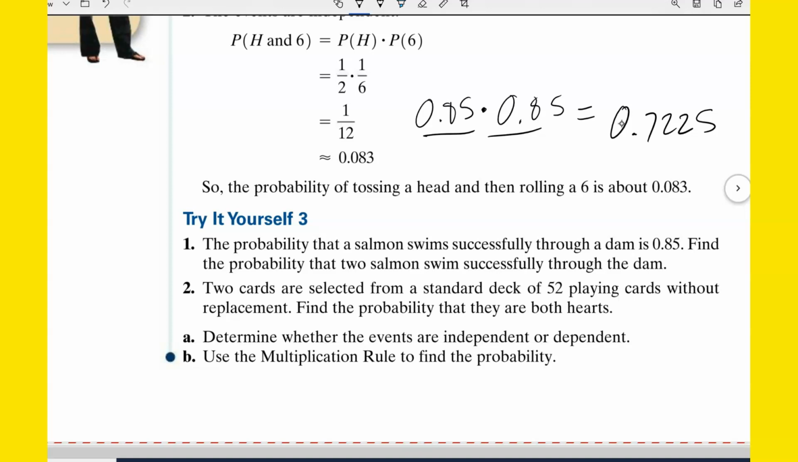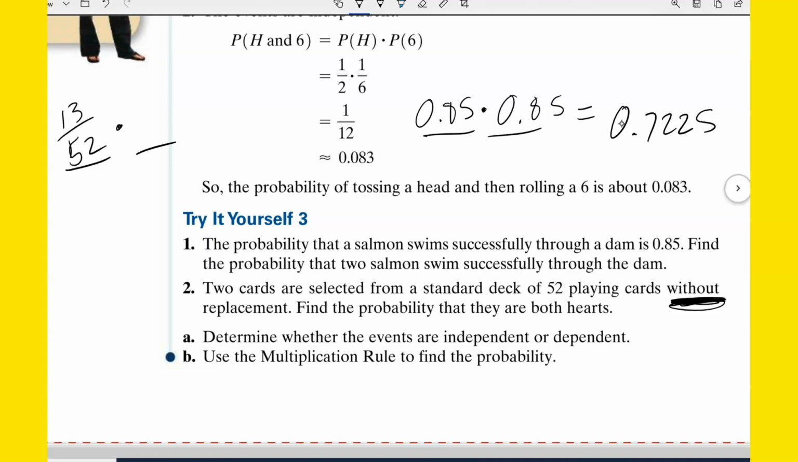Second one, 2 cards are selected from a standard deck of 52 playing cards without replacement. Make sure you heed when it says without replacement. If it said with replacement, it would be different. I'll show you what I mean. Find the probability that they are both hearts. What's the probability that the first one we draw is a heart? How many hearts are in the deck? There are 13 hearts in the deck, so 13 out of 52.